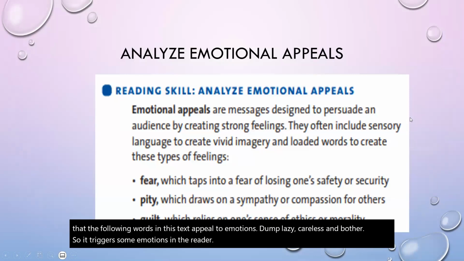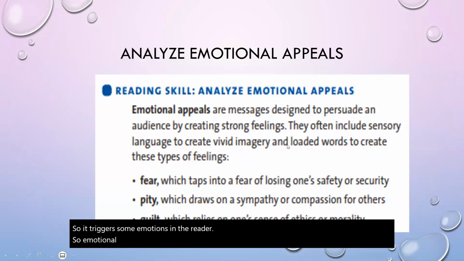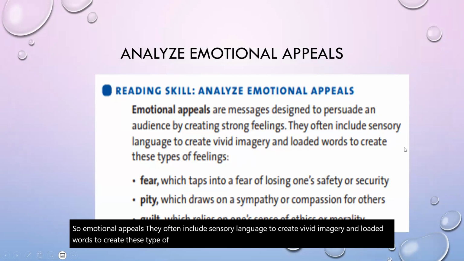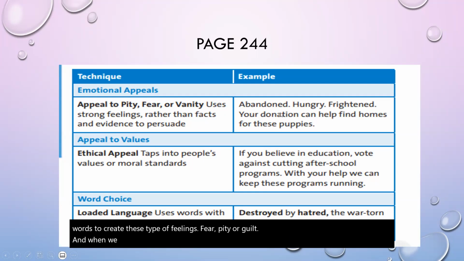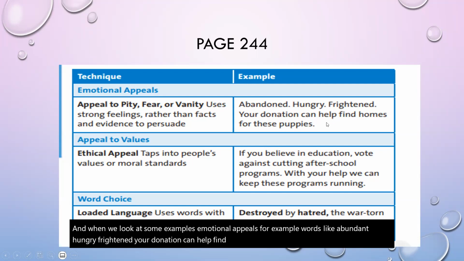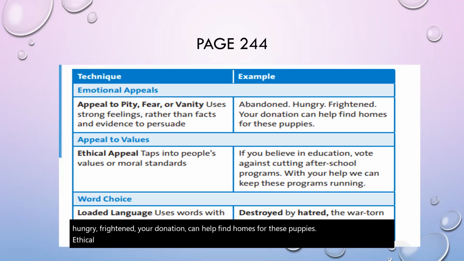So emotional appeals, they often include sensory language to create vivid imagery and loaded words to create these type of feelings: fear, pity, or guilt. And when we look at some examples, emotional appeals, for example, words like abandoned, hungry, frightened. Your donation can help find homes for these puppies. Ethical appeal: if you believe in education, vote against cutting after school programs. So this basically taps into our values or moral standards.